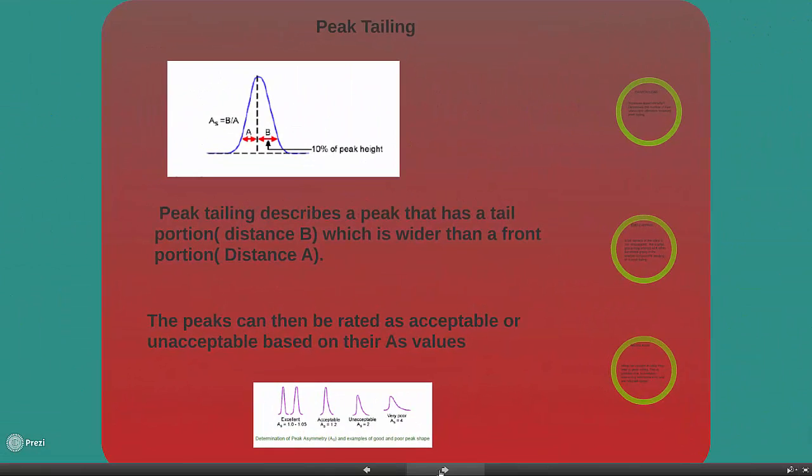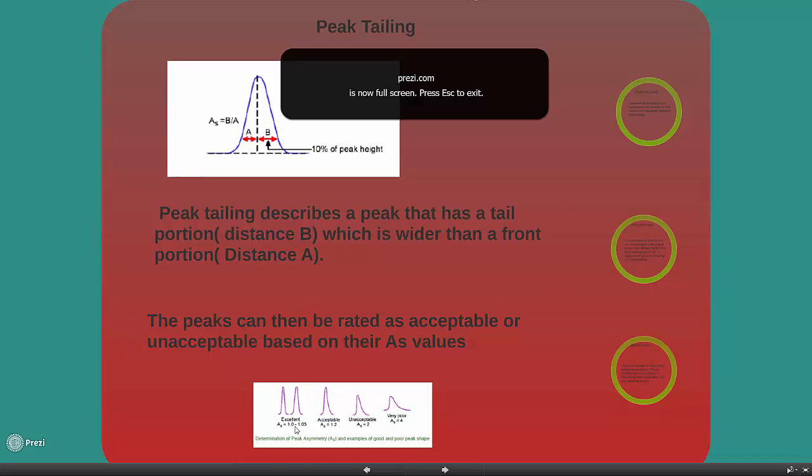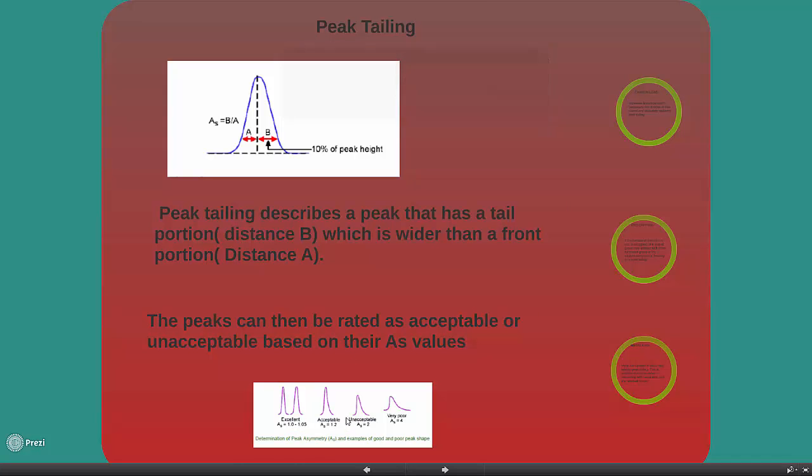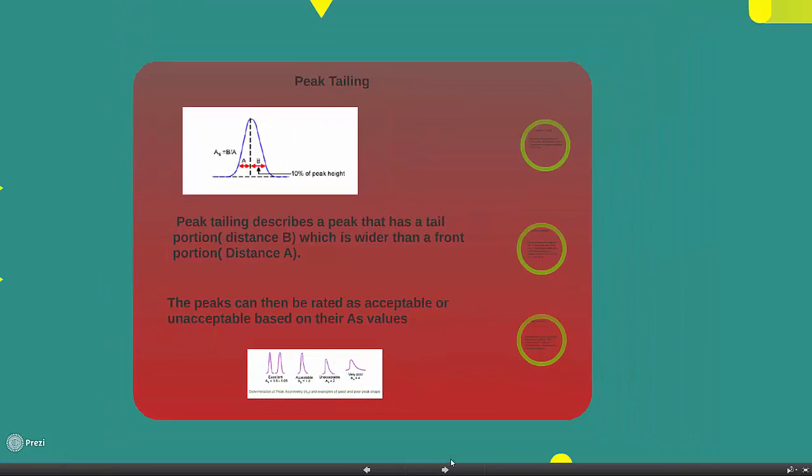Now let's move to another thing, peak tailing. So tailing is another parameter of HPLC that we need to look at. It's actually described as distance B being wider than distance A. You can see distance B here in this picture, and this is distance A. If the ratio of B over A is over 2, the peak will be unacceptable. But if it's between 1 and 1.2, they are acceptable.